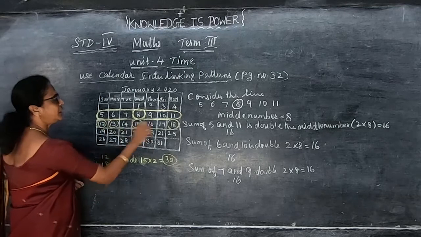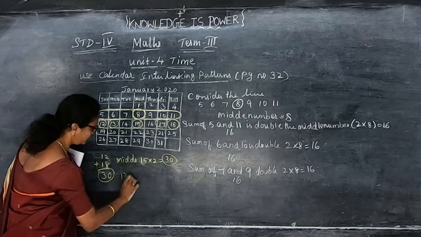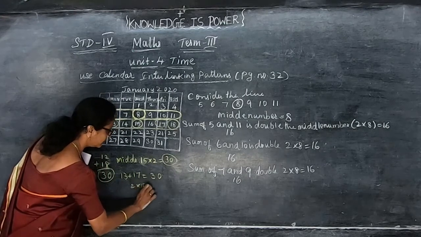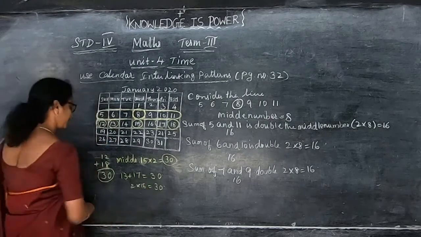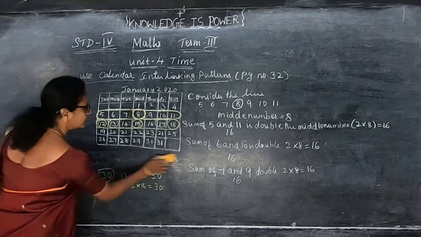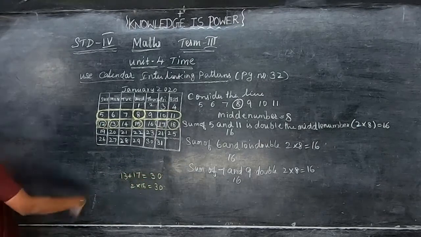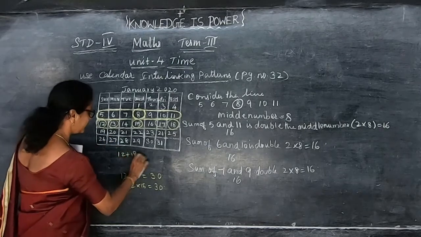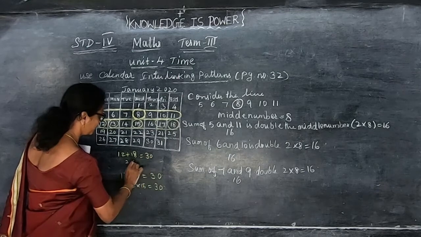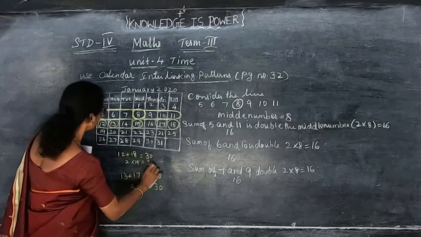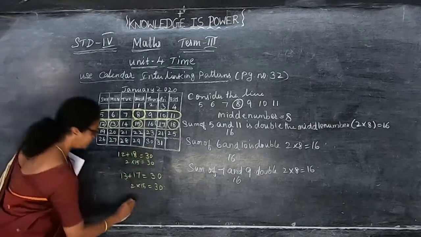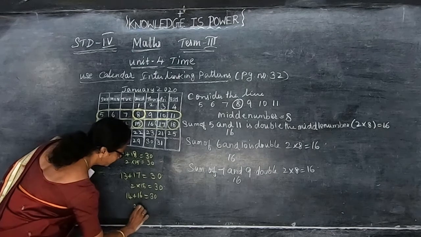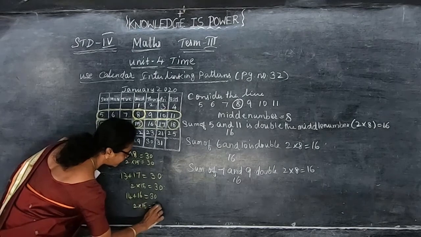Next you can take 13 and 17. 13 plus 17 is equal to 30. So 2 into the middle number is 30. So any column you can take. 12 plus 18 is equal to 30, so 2 into the middle number is 30. Then 14 plus 16 is equal to 30. 2 into 15 is 30.